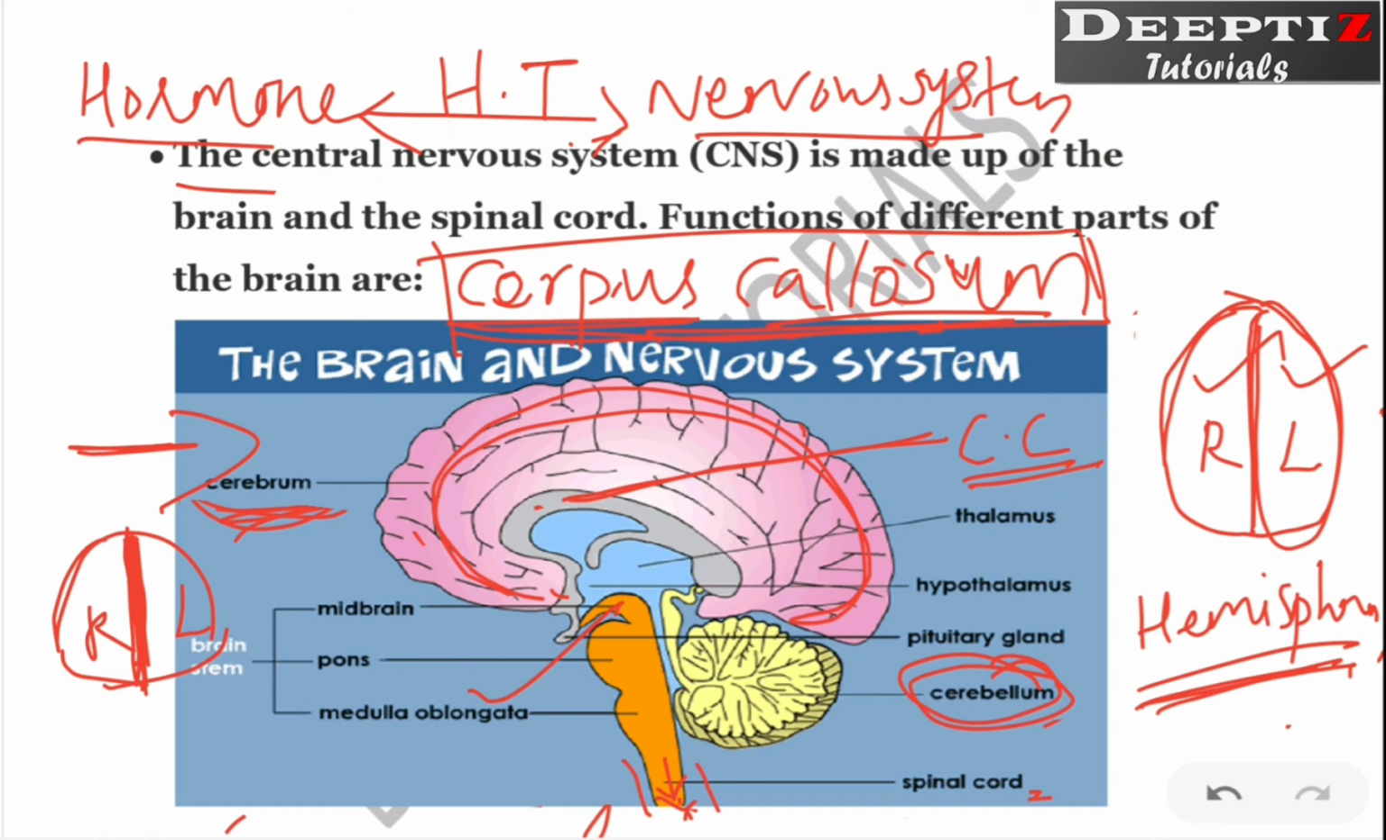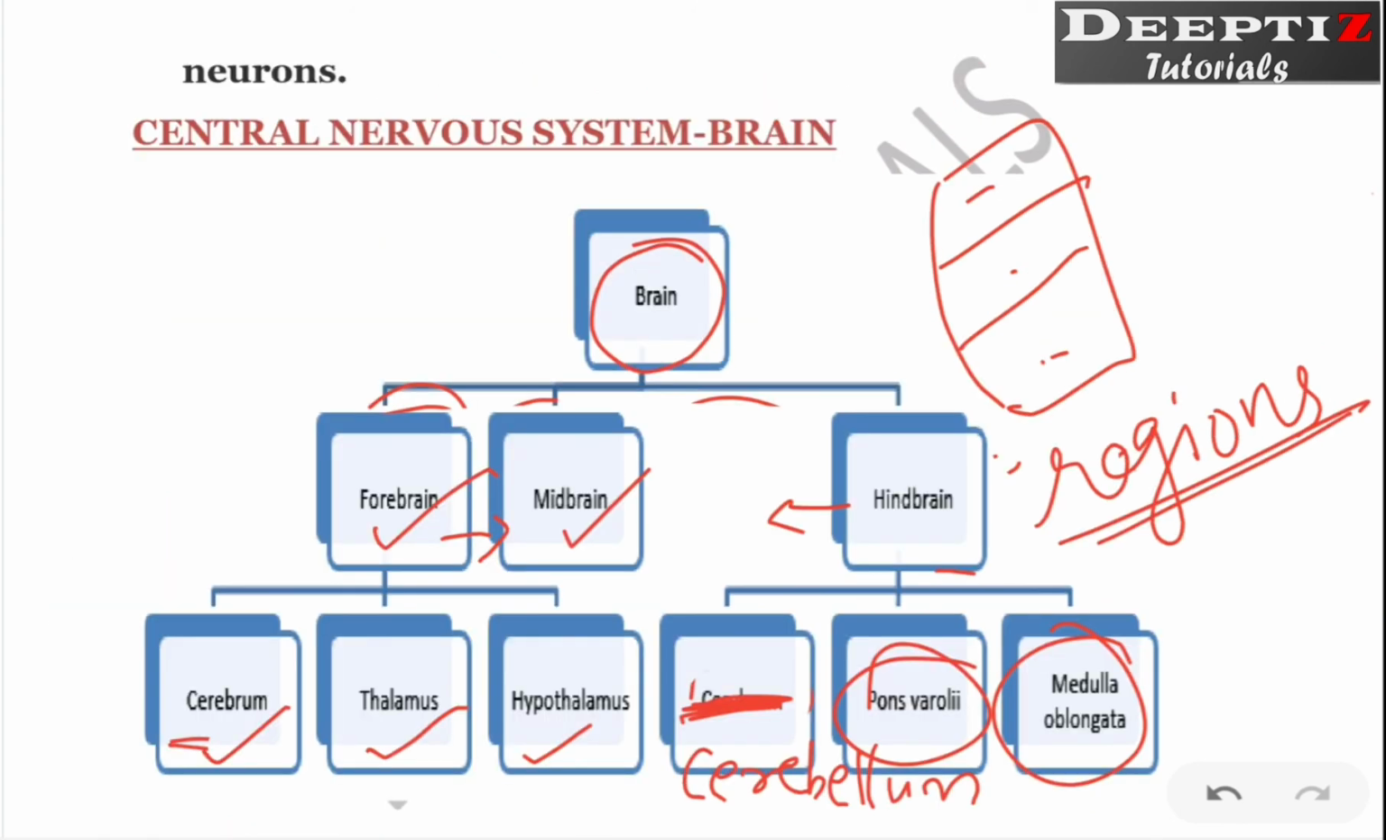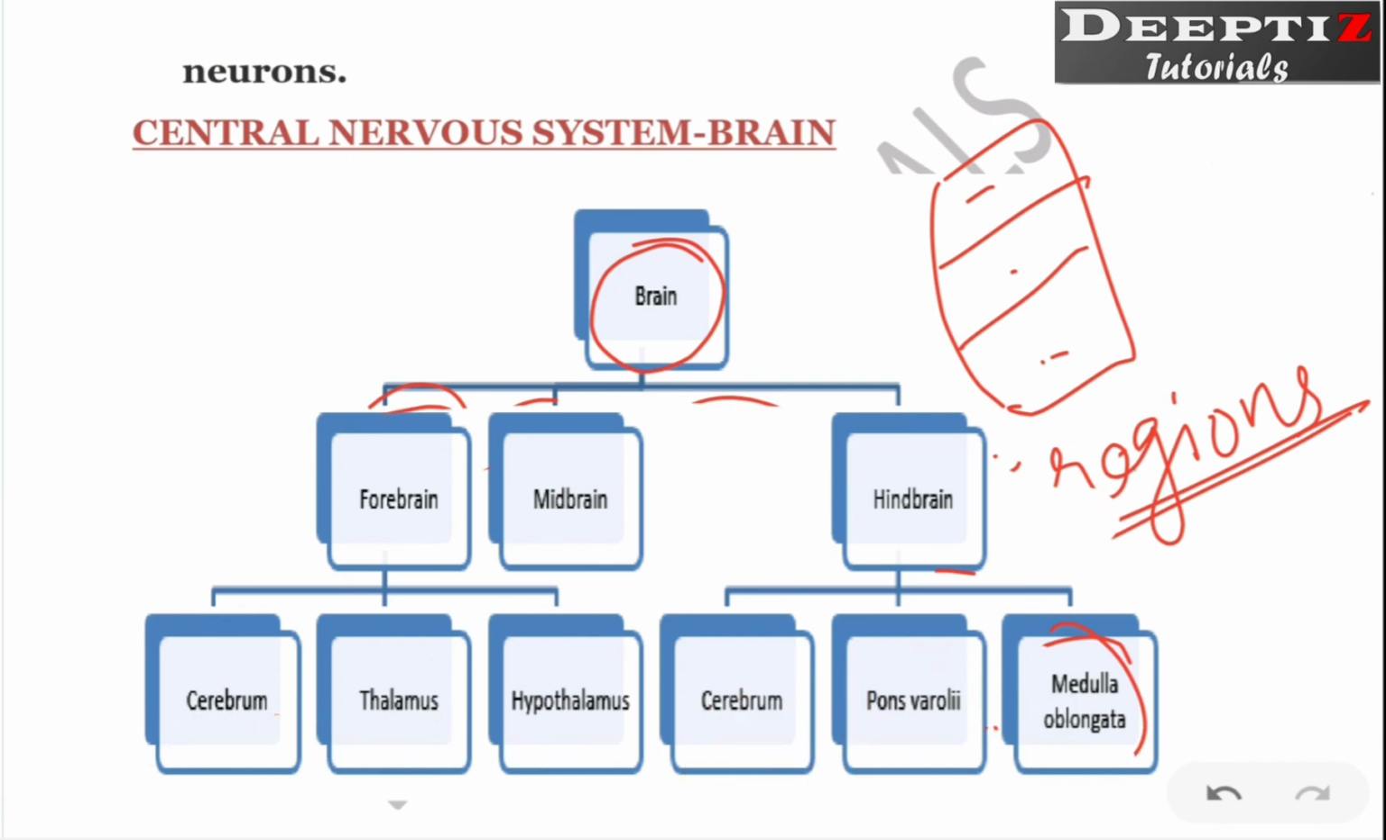Now this much about the basics of the brain, which consists of forebrain, midbrain and hindbrain, which in turn are divided into cerebrum, thalamus, hypothalamus, cerebellum, pons varolii and medulla oblongata. At least in one line you must know the function of all of these, because sometimes it is required in match the following or MCQs, and you may get confused. In the next lesson we will see the spinal cord and reflex action. Thank you for watching.